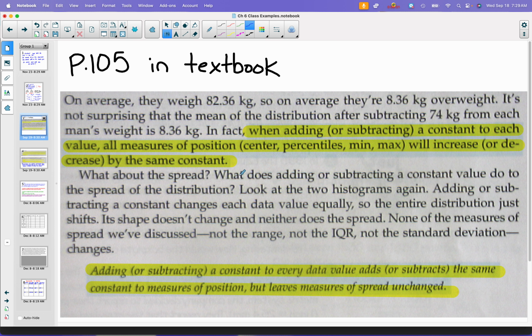But the spread is different. If you add or subtract a value, imagine if you had a histogram and you added 12 to every value in your data set. Your entire histogram is going to shift. So your centers and your positions shift, but it's not going to be more spread out. So your measures of spread do not change. So adding or subtracting a constant to every data value adds or subtracts the same constant to measures of position, but leaves measures of spread unchanged.